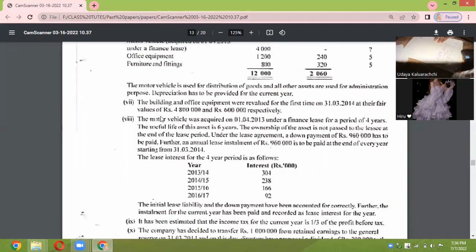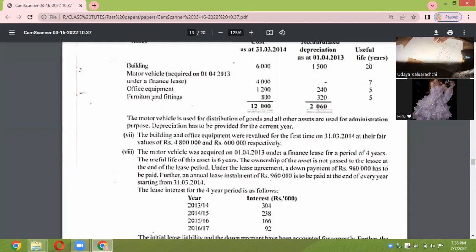Then the buildings and office equipment were revalued for the first time. ඒ දෙකම revalue කරලා. The building and the office equipment were revalued for the first time on 31st March 2014. කියන්නේ හරියටම අවුරුද්ද අවසාන දවසේ. At their fair values of 4,800 and 600 respectively. දැන් අපි මේක වෙන වෙනම කරමු.